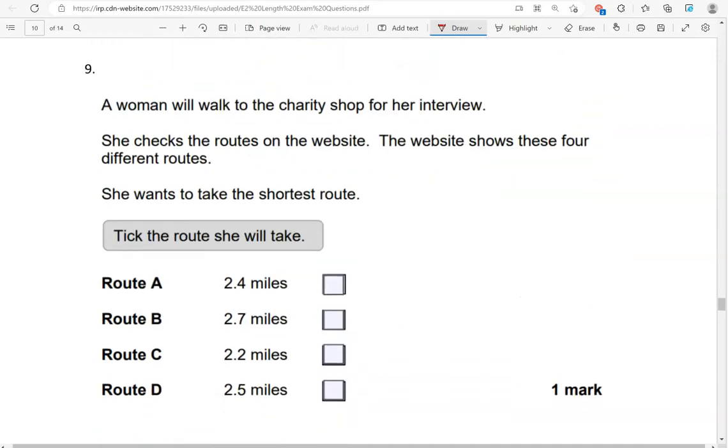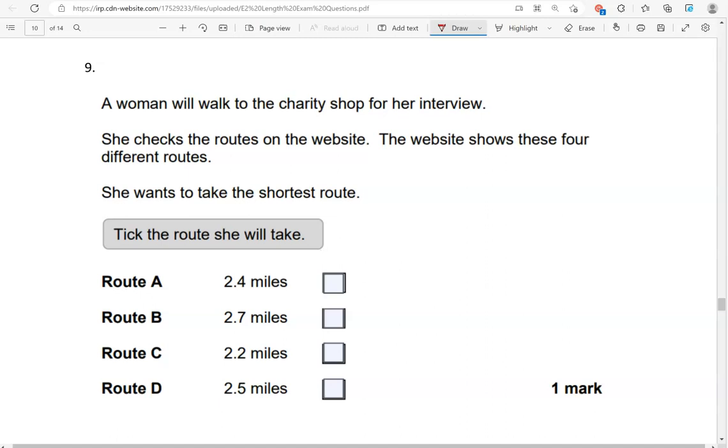A woman will walk to the charity shop for an interview. She checks the routes on the website. The website shows these 4 different routes. She wants to take the shortest route. Tick the route she will take. We've got route A, 2.4 miles, route B, 2.7 miles, route C, 2.2 miles, and route D, 2.5 miles.